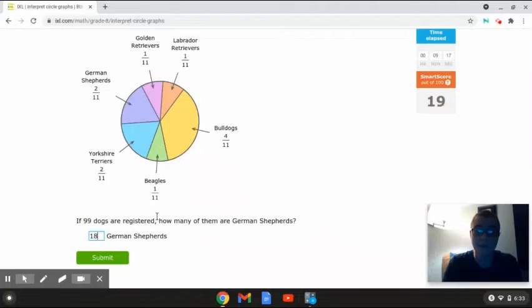So the answer for this problem, as I said, is 18, because we took a look at the circle graph for the German Shepherds part, and took the 99, divided it by 11, and multiplied it by 2, and that gave us 18. And that is how to solve this problem. So I'm going to be doing one more with you guys.